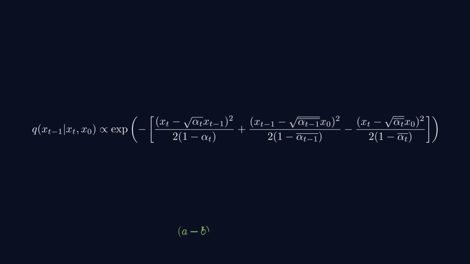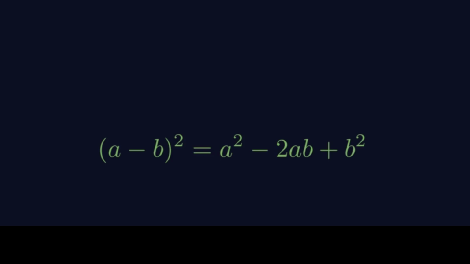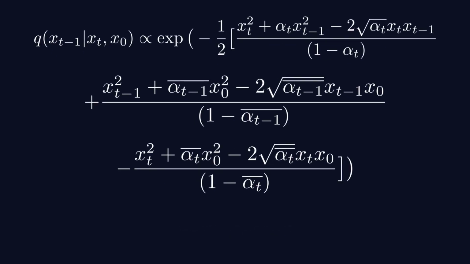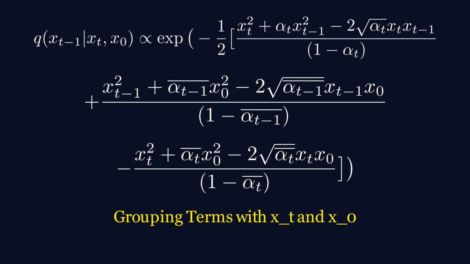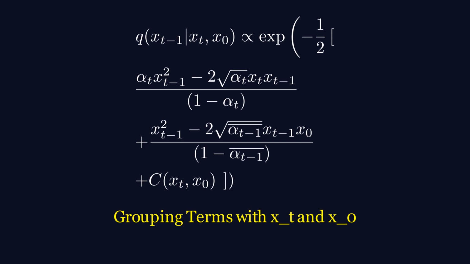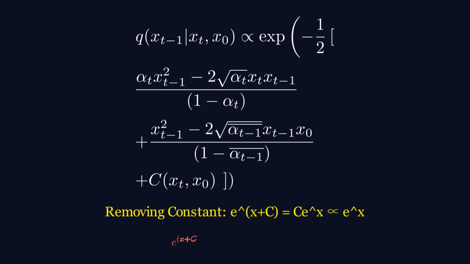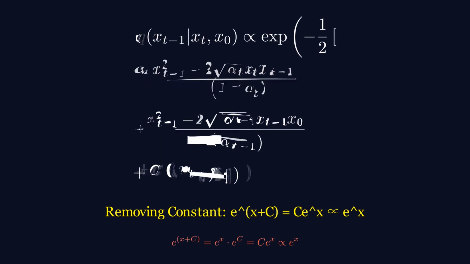Moving forward, we know from our high school level math that a minus b whole square is a square minus 2ab plus b square. So we can expand each square term in our expression. We group all terms involving only xt and x naught into a constant function c of xt, x naught. Since we are conditioning on these values, we can treat them as constants. A constant in the exponent means that the distribution is proportional to the exponent. We can remove c of xt, x naught from our expression using e to the power x plus c is c times e to the power x, which is proportional to e to the power x.